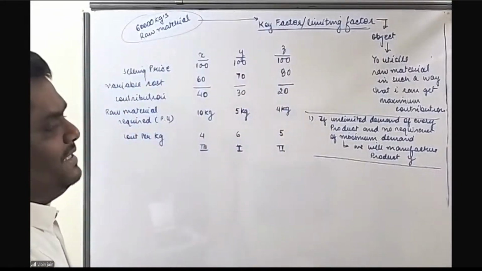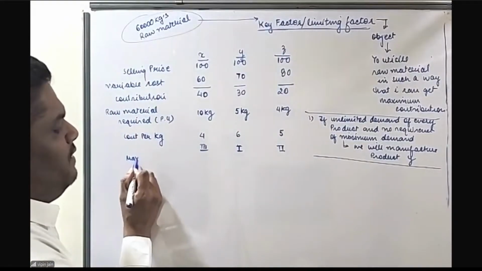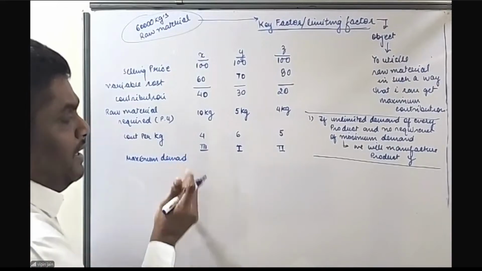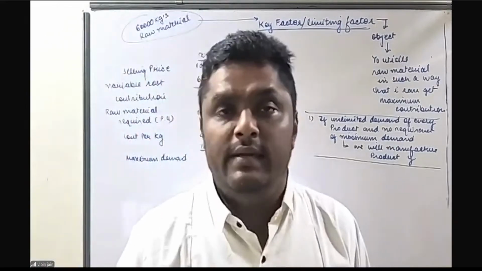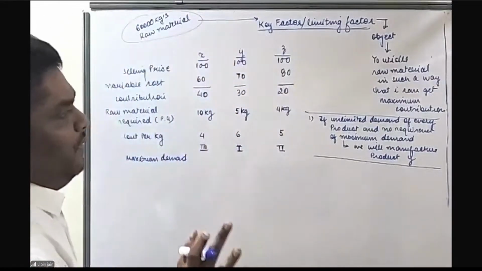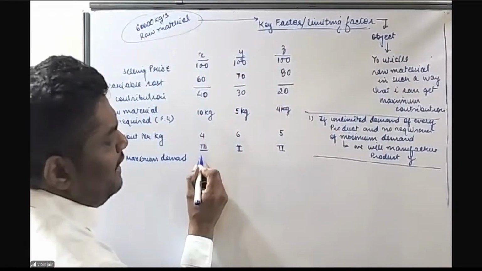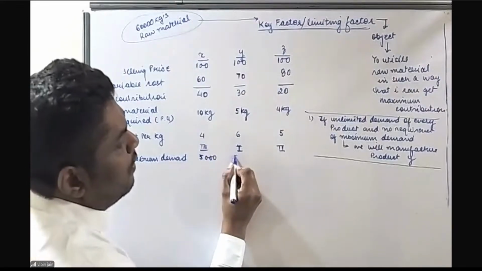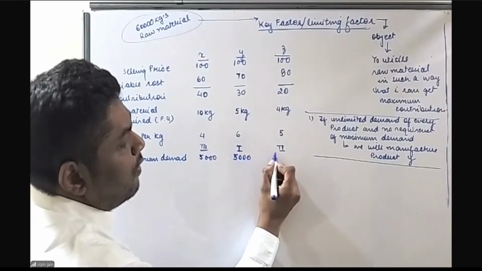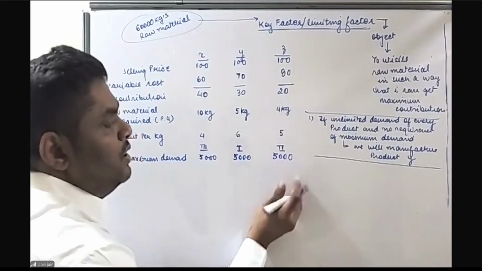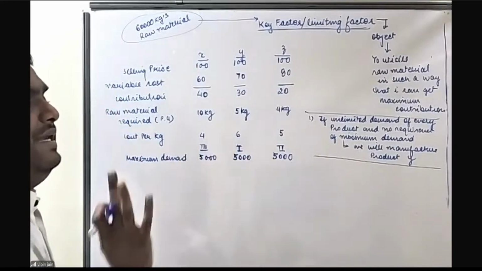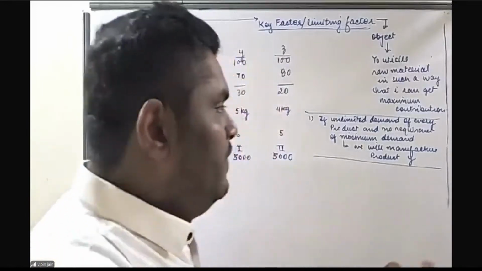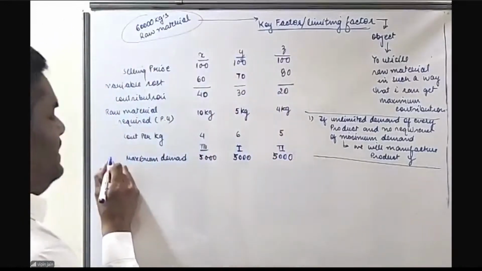Now let's take a second situation wherein the maximum demand is given. You cannot make more units than this. It is the maximum demand in the market. Let's say 5,000. So these are the maximum number of units that can be sold in the market. You cannot sell more than this in the market. No worries, we will manufacture accordingly. Let's say this is the second situation.